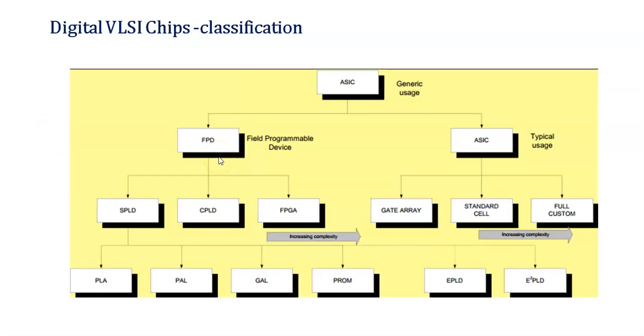Here you are able to see the chart where ASIC is there, that is application specific integrated circuit, that is the customized one. It is divided into two parts: FPD, that is field programmable devices, and ASIC, where it is somewhat fixed logic you are going to implement. So we will not be moving to this particular part. We'll be concentrating on this part, that is field programmable devices.